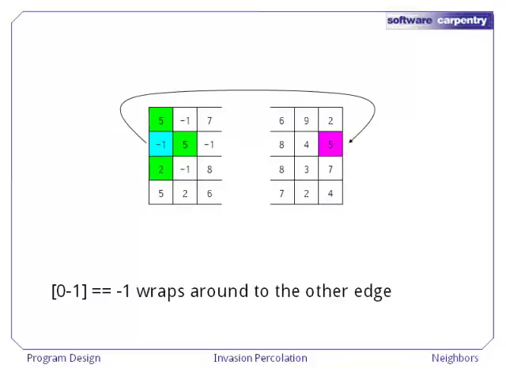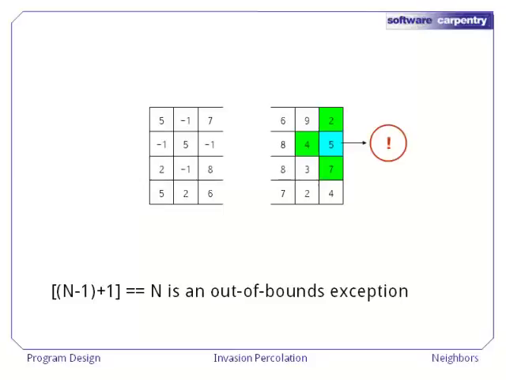If we take x equals 0 and subtract 1, we get an x coordinate of -1. In Python, that means the last cell in the row. That will wrap around to the far edge, which is definitely not what we want. The situation on the other border is even worse. If we're at the right-hand edge and we add 1 to the x coordinate, we actually fall off the end of the list and get an out-of-bounds exception.